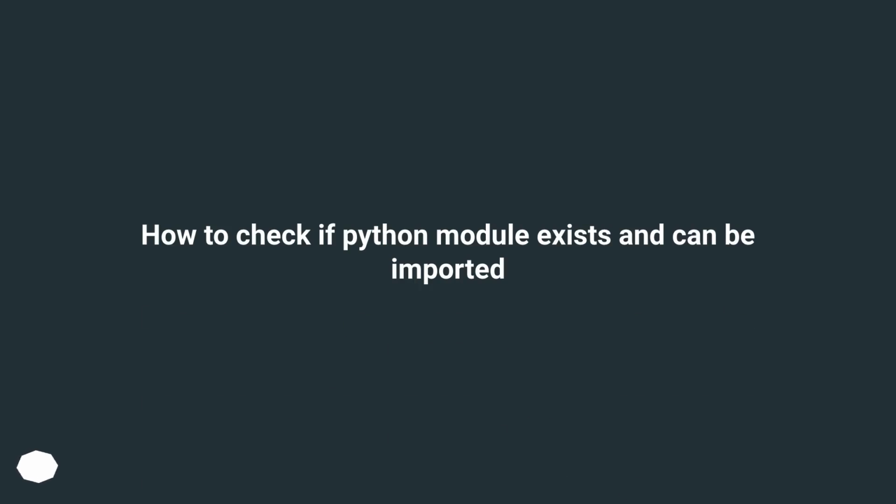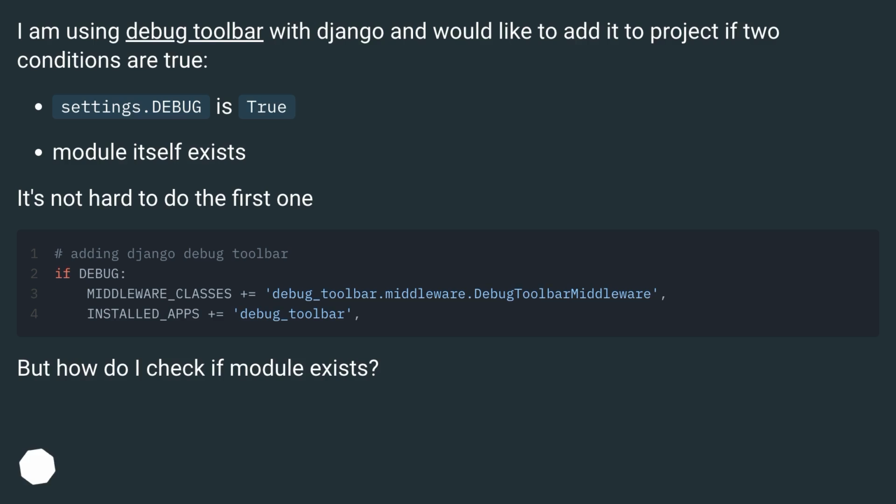How to check if a Python module exists and can be imported. I am using debug toolbar with Django and would like to add it to the project if two conditions are true. Settings.DEBUG is true, and the module itself exists.